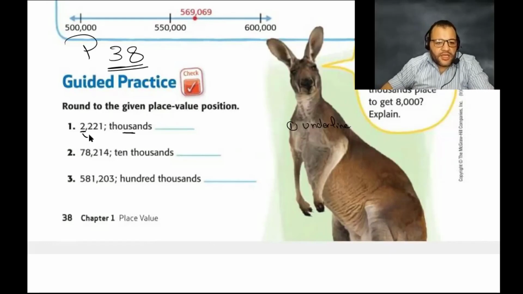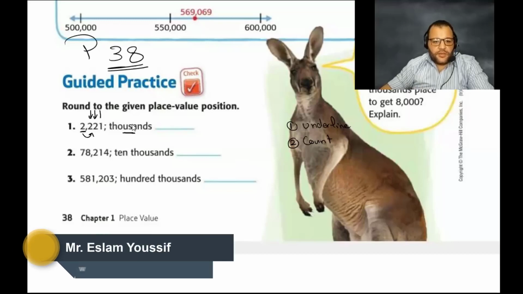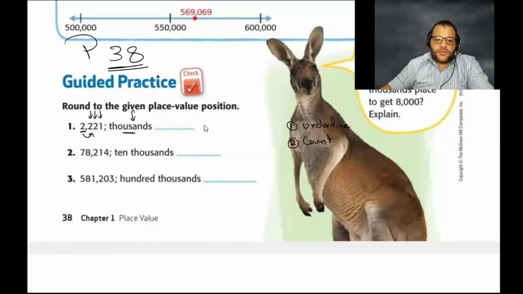Then look at the right of the number 2. Then count the digits. How many digits are at the right of 2? 1, 2, 3. Suppose 1,000. How many zeros are in 1,000? 3. So we have to write 3 zeros.